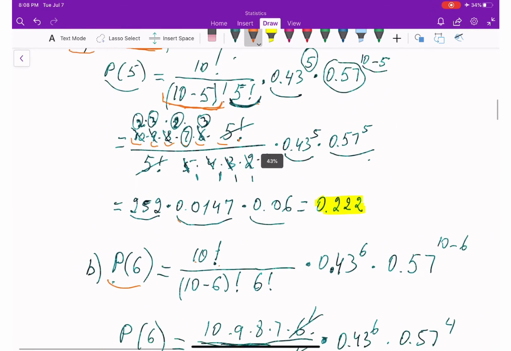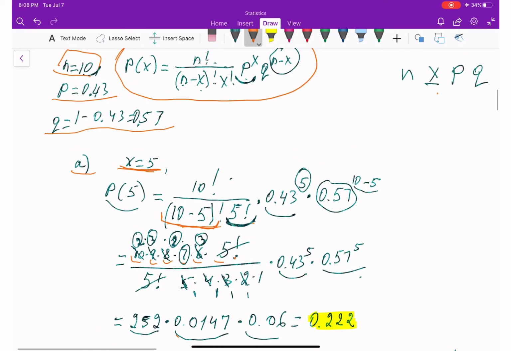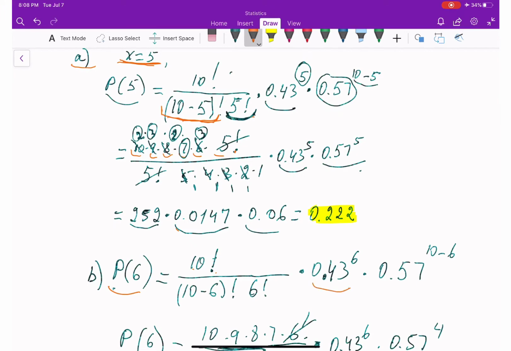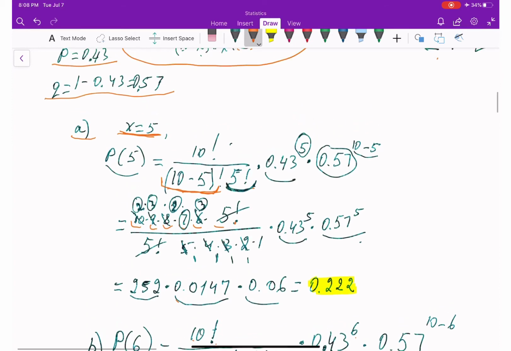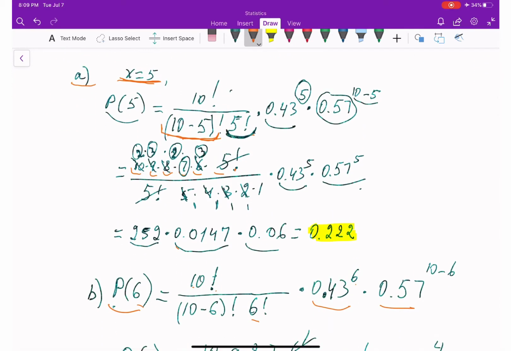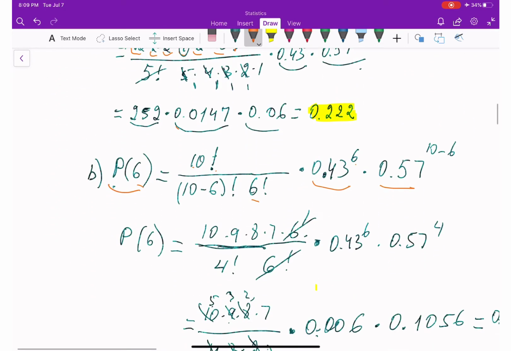Okay. And after that, I have p to power x. My p is 0.43, and x is 6, right? Here it is, to power 6. And q is 1 minus 0.43, right? It's 0.57, it's right here. 0.57 to power 10 minus 6, because n minus x. So we have 10 minus 6.